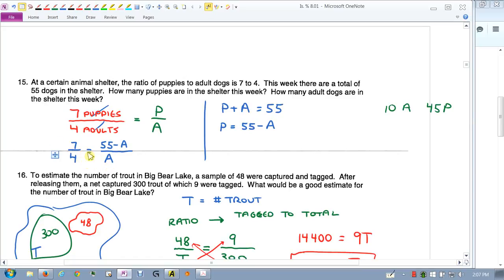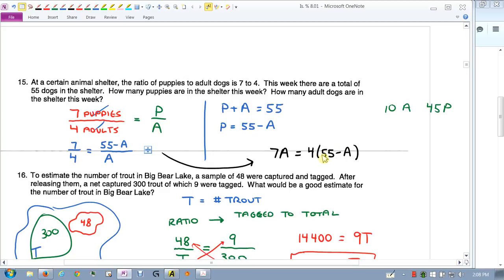Do your cross multiply again. What's A times 7? 7A. I'll move this over here. So the left side becomes 7A equals, now be careful on the right side. You're going to multiply 4 times this, right? That means the 4 has to go to both. So I think I'll write it down. 4 times 55 minus A. Distribute the 4 through.